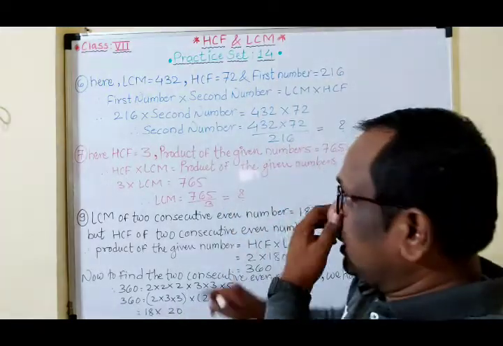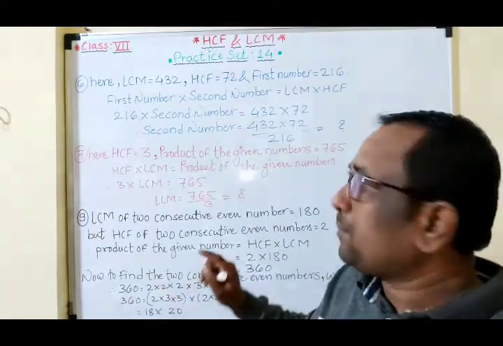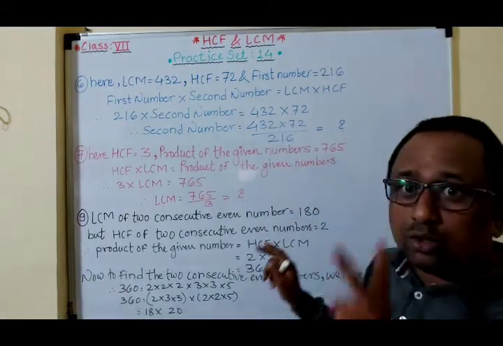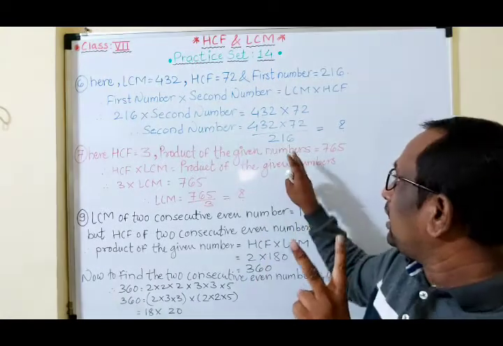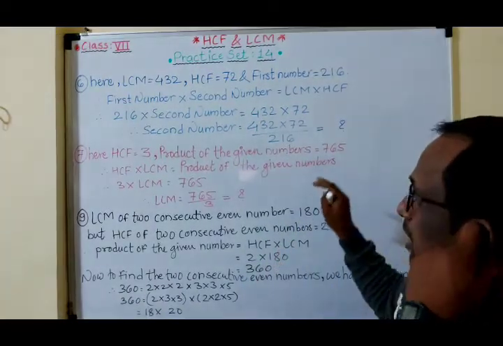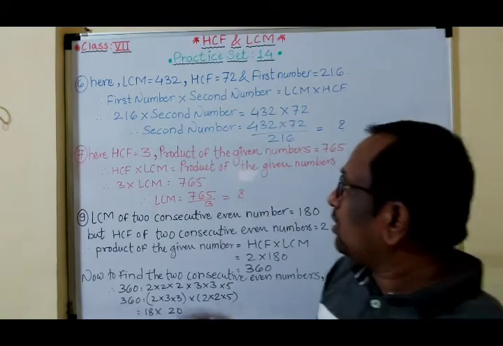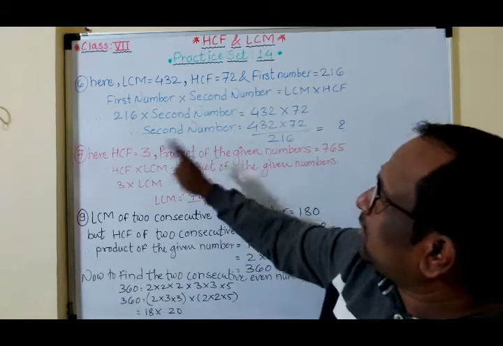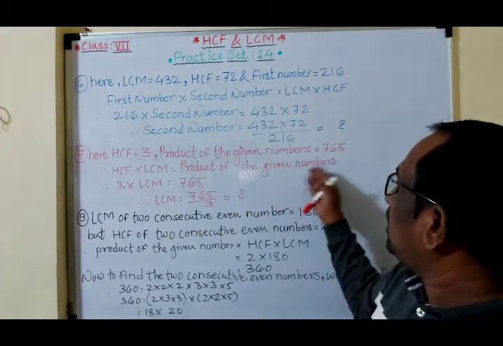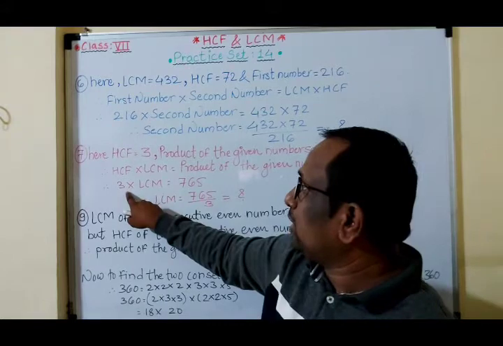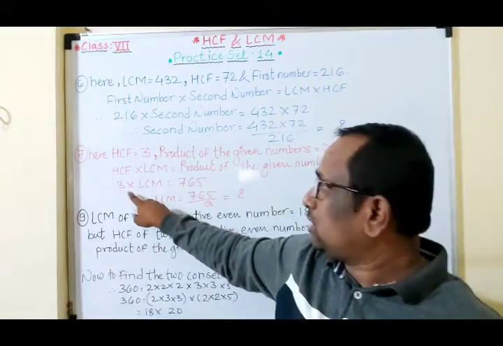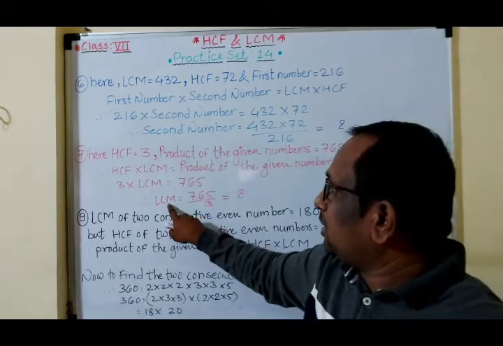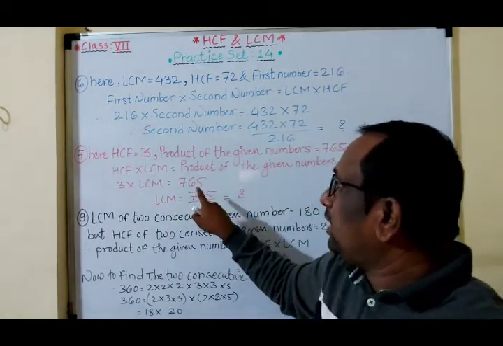Now the given things: HCF is equal to 3, that is given. The product of the two numbers, that is 765. Now here again we will use the same formula. HCF multiplied by LCM, or LCM multiplied by HCF, is equal to the product of the given numbers. HCF is given, that is 3. We have to find the LCM. So 3 multiplied by LCM is equal to 765. Therefore LCM is equal to 765.